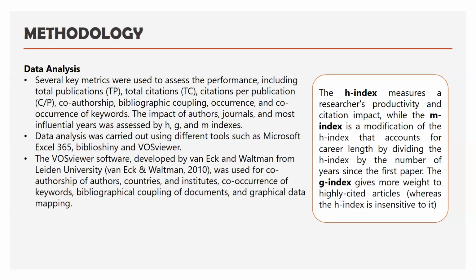The H index measures productivity and citations. The G index gives weight to highly cited articles, and the M index is a modification of the H index. It gives the academic length: the time the researcher remains active divided by the H index. Different tools were used: VOSviewer, Microsoft Excel, and Biblioshiny.